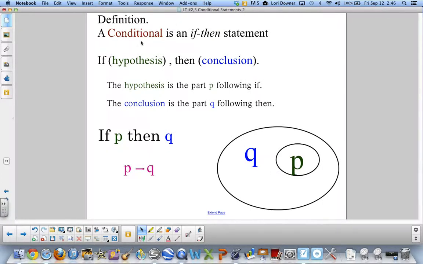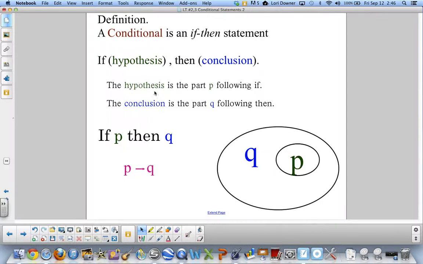We say that a conditional statement is an if-then statement, and a lot of these terms you'll find on your purple sheet, so you will need your purple sheet out. So a conditional is an if-then. It's just like when a parent or a guardian says, if you clean your room, then you can go over to your friend's house. It's a condition. It's based on one condition, that you clean your room. So if hypothesis, then the conclusion.